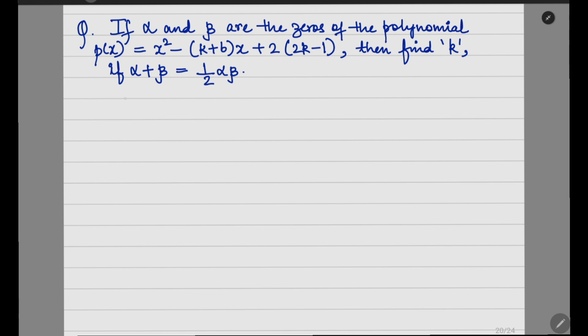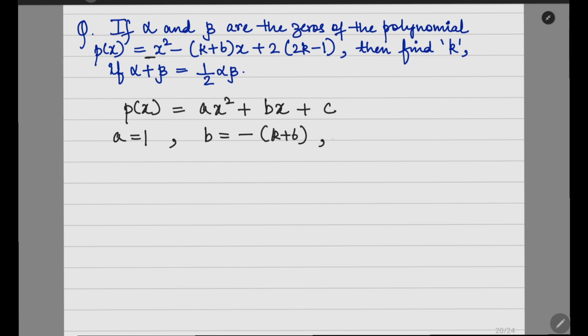So given polynomial p of x, what is the general form of any quadratic polynomial? ax square plus bx plus c. Okay. Now what is the given one? What is a here? a is 1. What is b? Minus k plus 6. You have to be very careful about the negative sign there. And what is the c in the given question? 2 multiplied by 2k minus 1. So you have found out what is a, b and c.